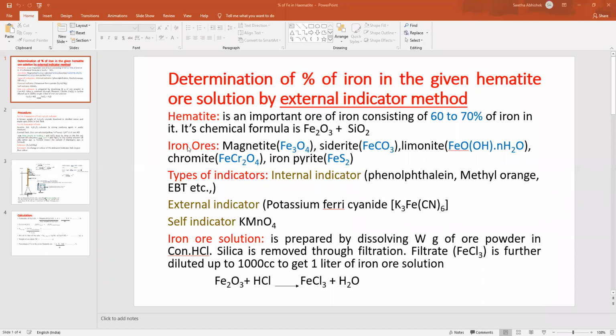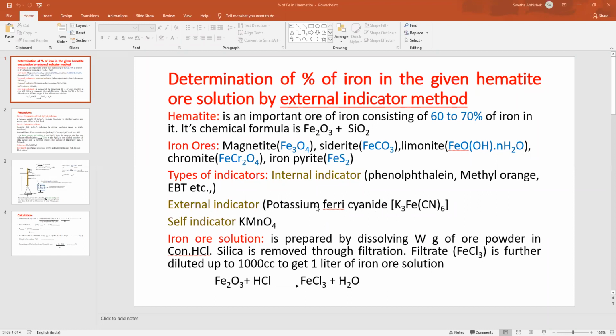So there are three types of indicators that are used in titrations, and in the estimation of iron, what type of indicator is used? External indicator, and the example of external indicator is potassium ferricyanide. Now let me discuss how iron is estimated by using this external indicator.